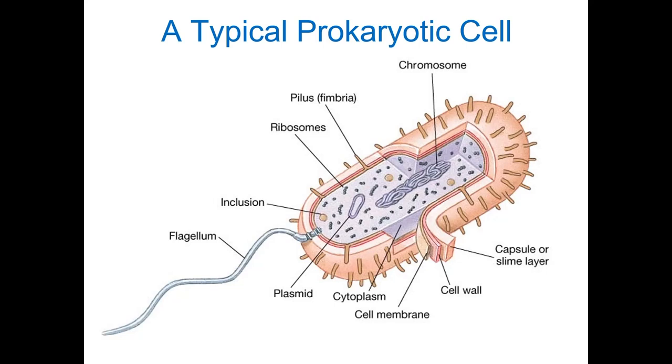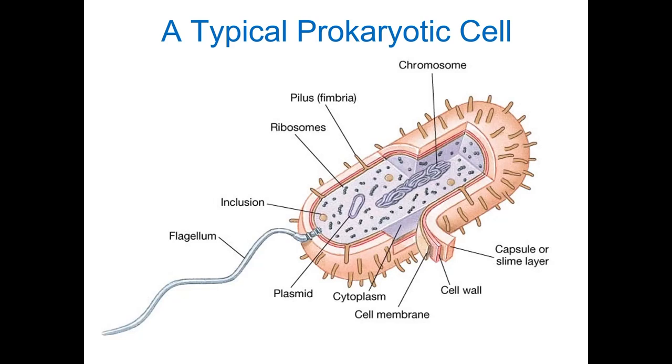Plasmids are much, much smaller. In fact, this diagram doesn't do it justice here. The plasmids are much smaller. They wouldn't be visible if they were shown to scale with the chromosome. The plasmids contain just a few genes. One, maybe as many as four or five genes, but that's about it.